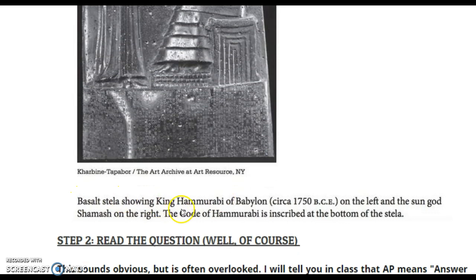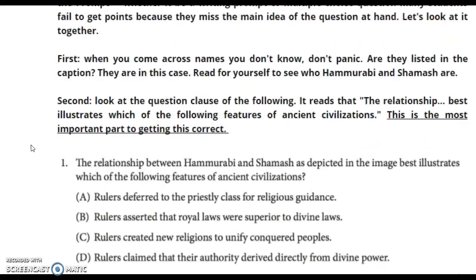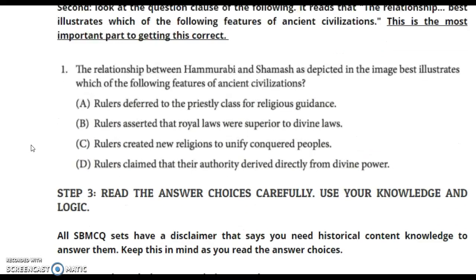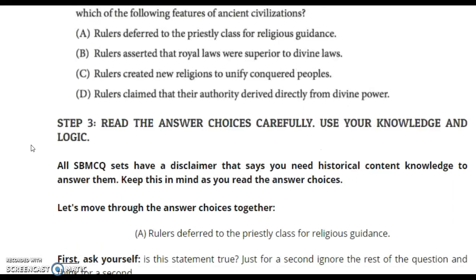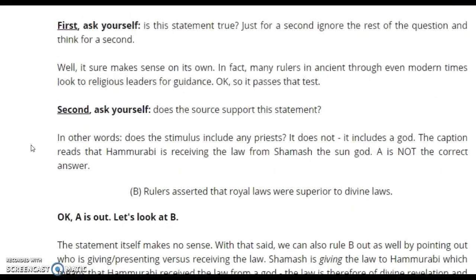And it tells you in here, okay, King Hammurabi of Babylon on the left and the sun god Shamash on the right. There are no priests in here, okay? So make sure you read everything connected with it. All right, so where are we? Okay.